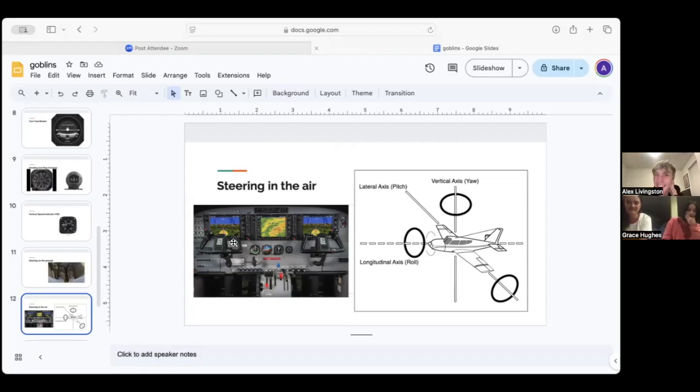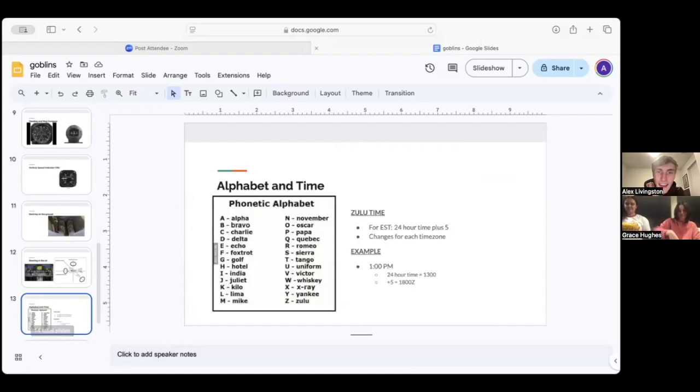Wow, very simple. So wait, let me just get this straight. The yaw is if you're turning left and right. Yes. And then longitudinal is if you're tilting. Yeah, yaw is like in a car. Okay, got it. I don't have any of the other roll stuff in my car. Longitudinal is tilted. Lateral is up and down. Right, got it.